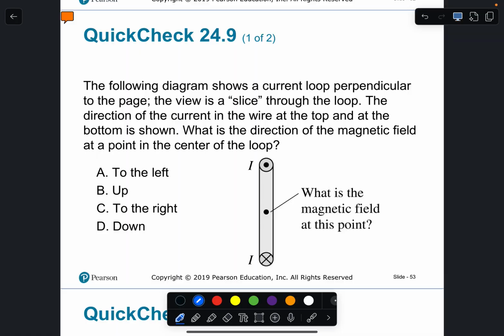Okay, in the middle of the loop. So you can start by drawing your little circles around the currents coming into and out of the page. You know that this must be counterclockwise. This one is going to be clockwise. And everywhere in the middle, they're going to line up like this to follow these. Okay, so to the right.